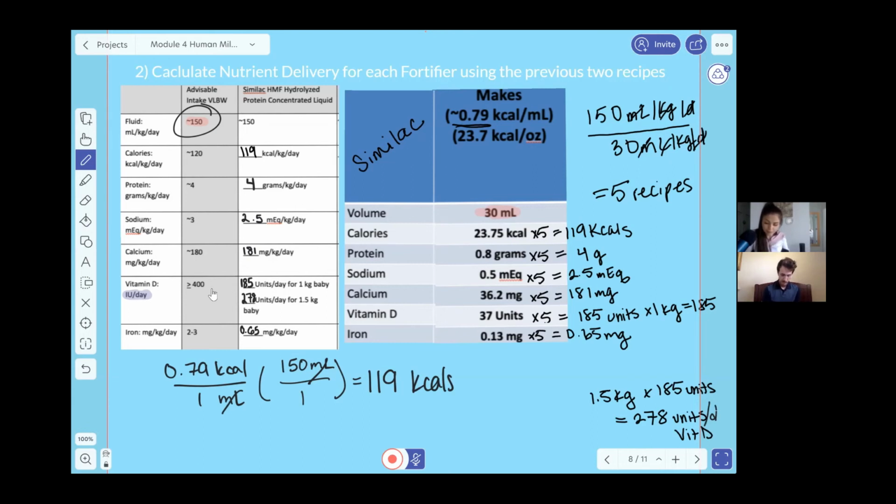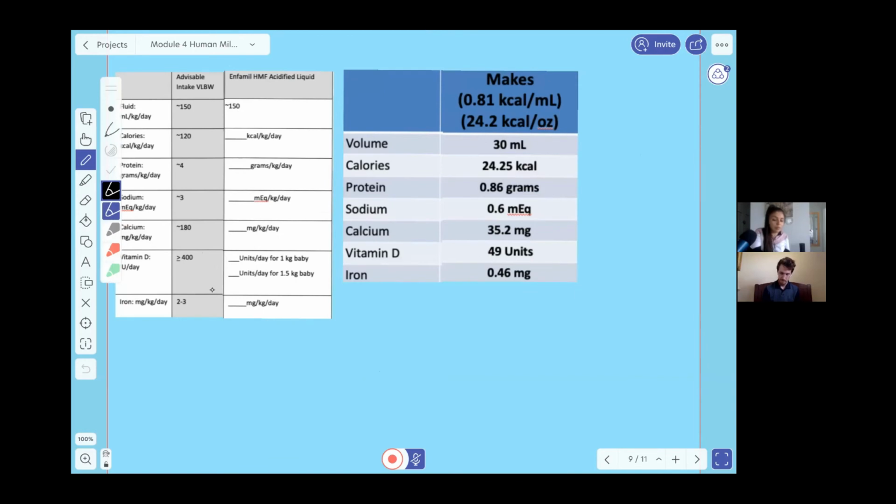Yeah, you're just taking note of the amount of nutrients you're getting for the total amount of fluid that's being delivered. Exactly. Okay, so let's now do this for our Enfamil. We're going to do the same exact concept, guys. Let's calculate our volume by multiplying with our kcals in milliliters like Nick showed us before.